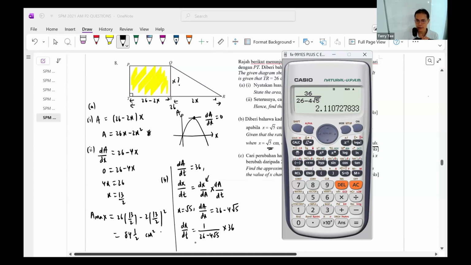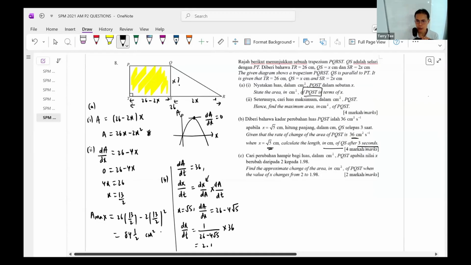2.111. Maybe I write 2.11. Yeah, 2.111. Okay, now what does this mean? That means every second the length increased by 2.111 cm. You want to find what is the length after 3 seconds. But you need to start from the initial length.